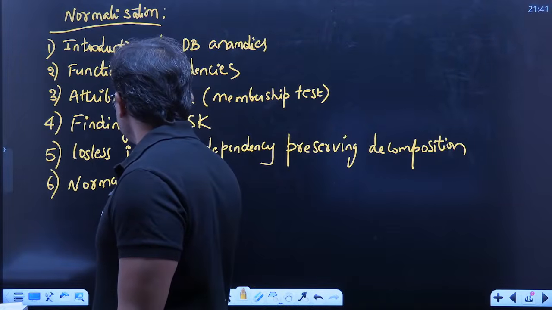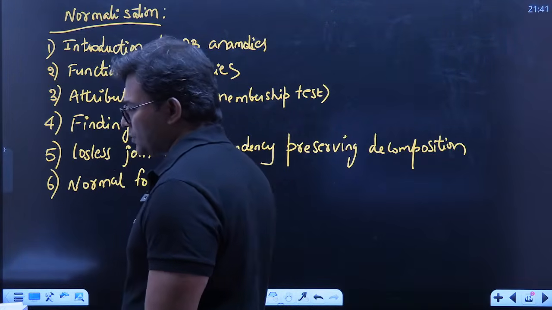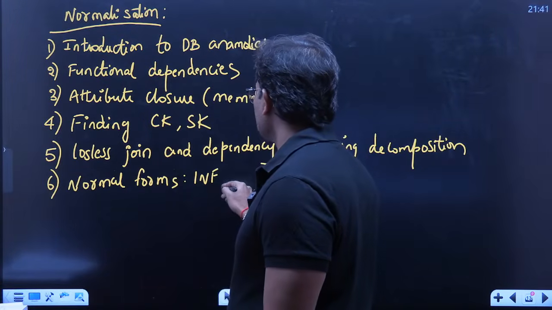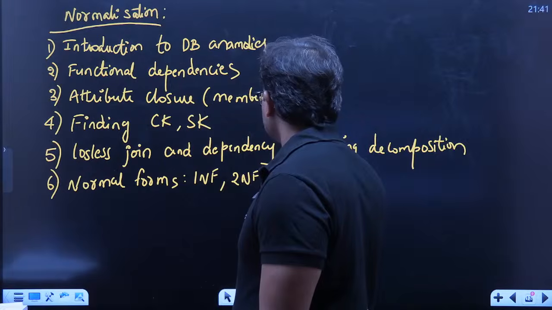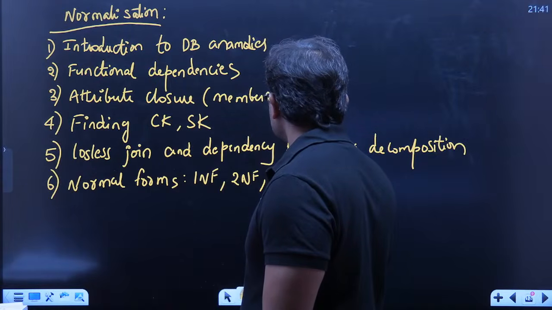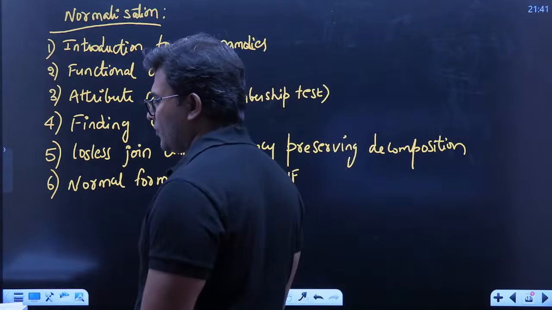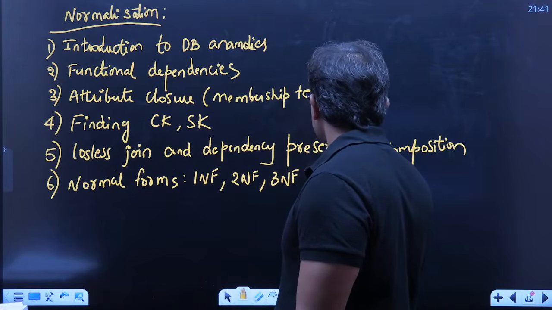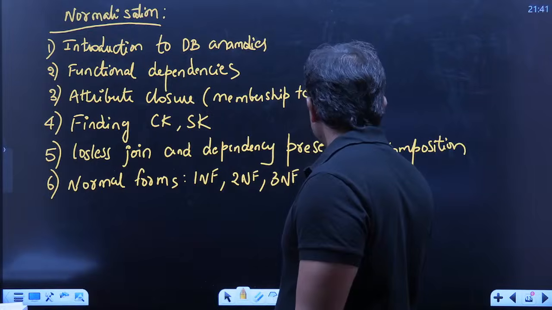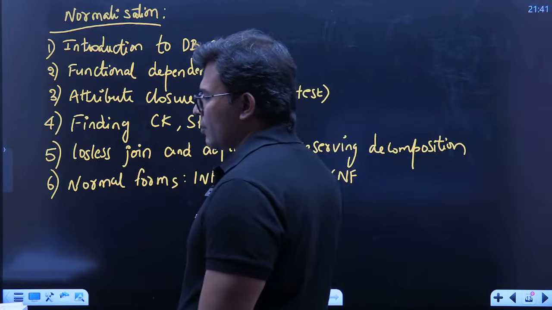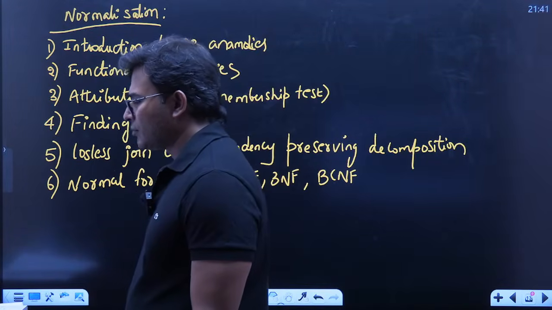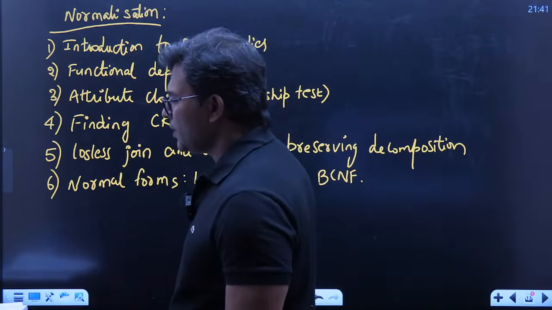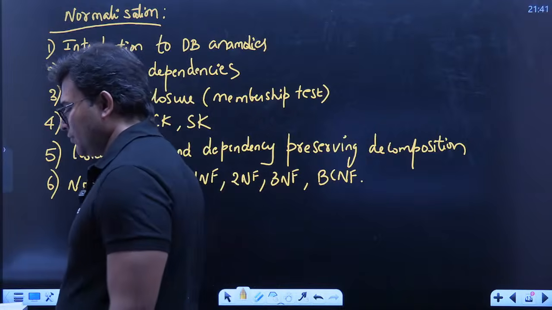And then we are going to see normal forms, right? What are the normal forms? First normal form, second normal form, third normal form, BCNF. Okay, all this, and then finding the highest normal form of a relational schema.